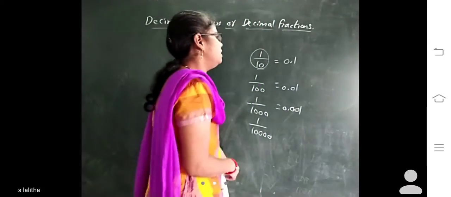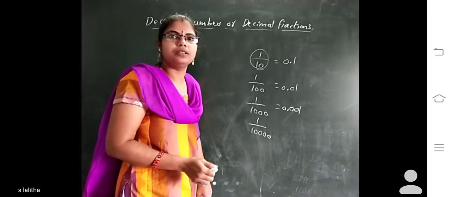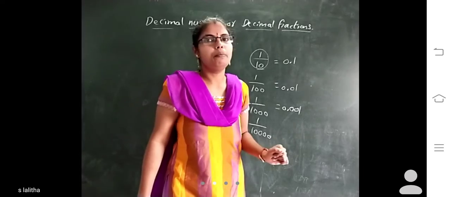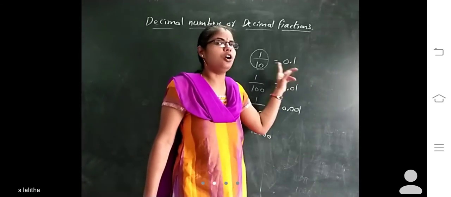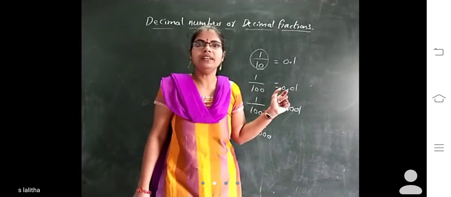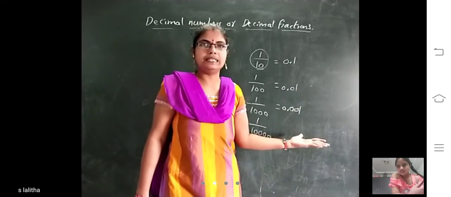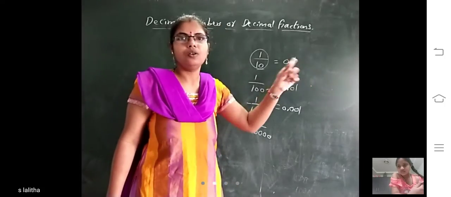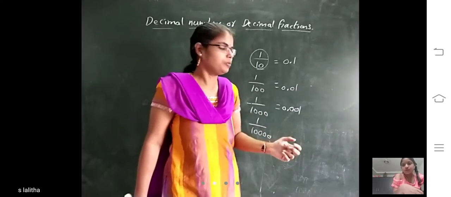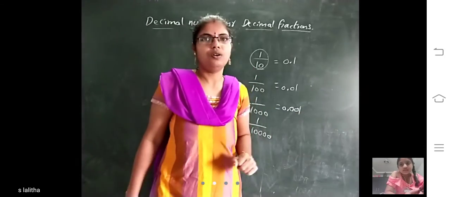Okay, so listen here, what do you call this point? Decimal point. After the decimal point, the digits are called decimals. What do you call that? Decimals. Here, how many decimals are there? 1. Here, how many decimals are there? 2. And here, after the decimal point, how many decimals are there? 3. Okay. Did you know how to do?